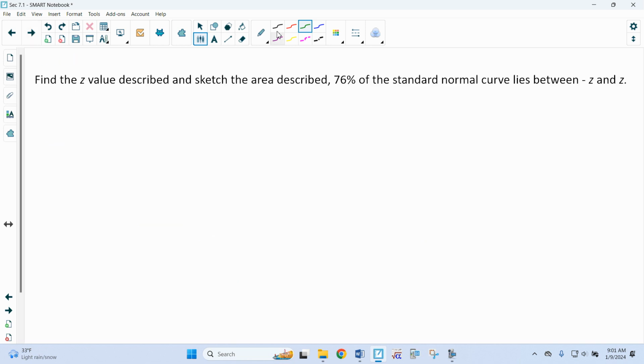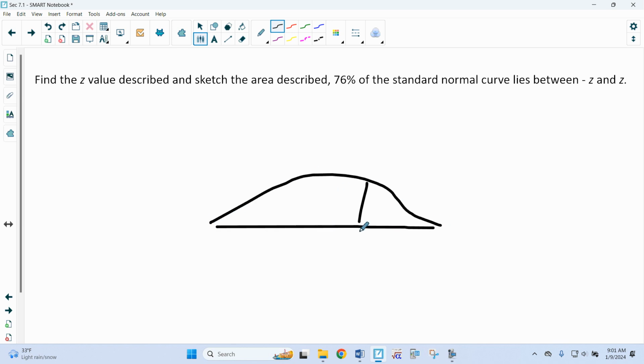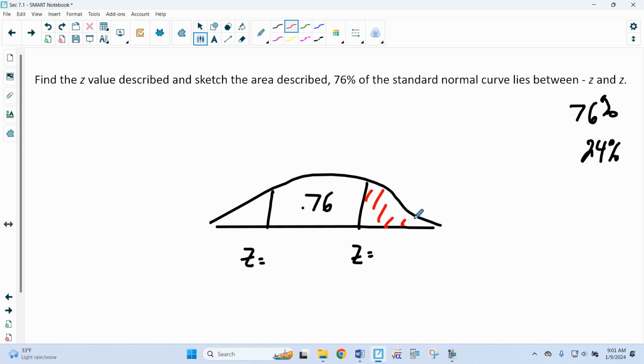Let's try another one. 76. So we have 76 in the middle. We subtract that from 100, so 76%. That tells me there's 24% left. That tells me there is 12 on this side, 12 on this side. So now I look up 12, which is 0.12.